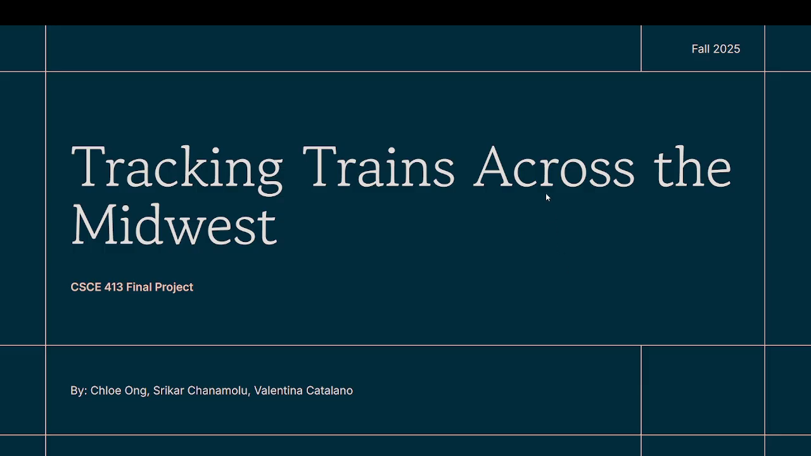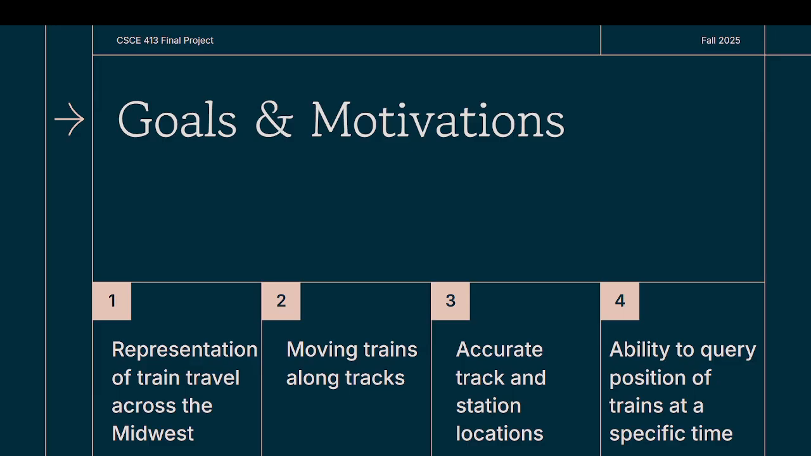So this is our project tracking trains across the Midwest. Basically, it's just as what the title says. We decided to take 4 states from the Midwest: Nebraska, Iowa, Kansas, and Missouri, and try to represent some sort of train travel across them, as the Midwest is one of the most common areas for train travel.